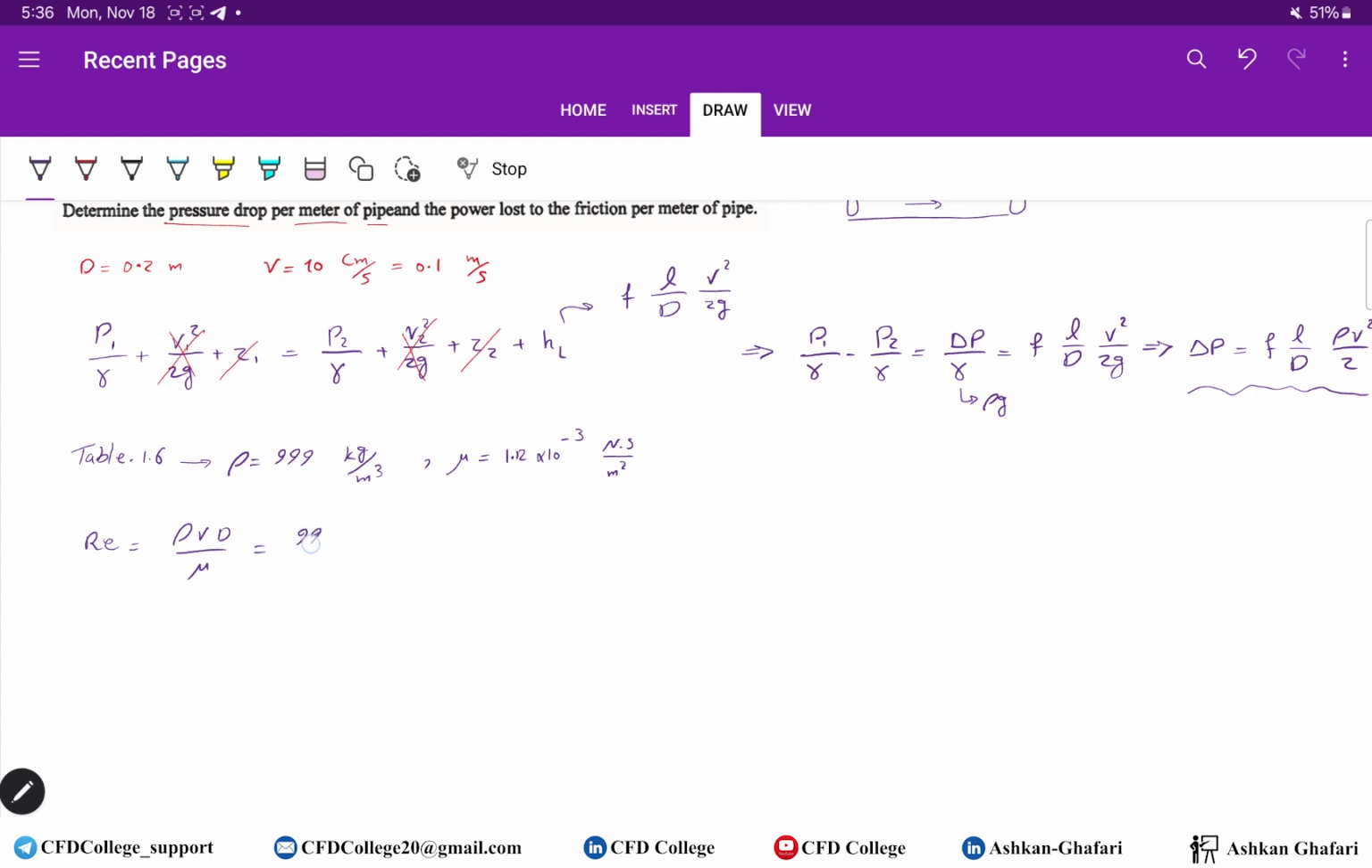Rho is 999 kilograms per cubic meter. Velocity is 0.1 meters per second. Diameter is 0.2 meters. Viscosity is 1.12 times 10 to the minus 3 Newton second per square meter. So the Reynolds number equals 1.8 times 10 to the power 4, which is far greater than 2100. So we have turbulent flow.